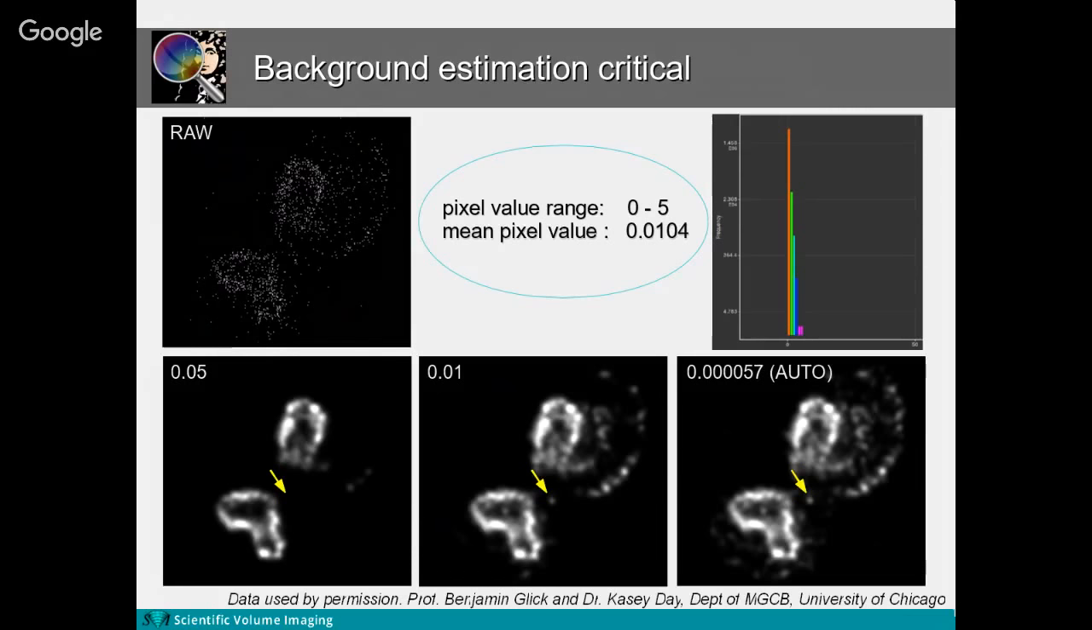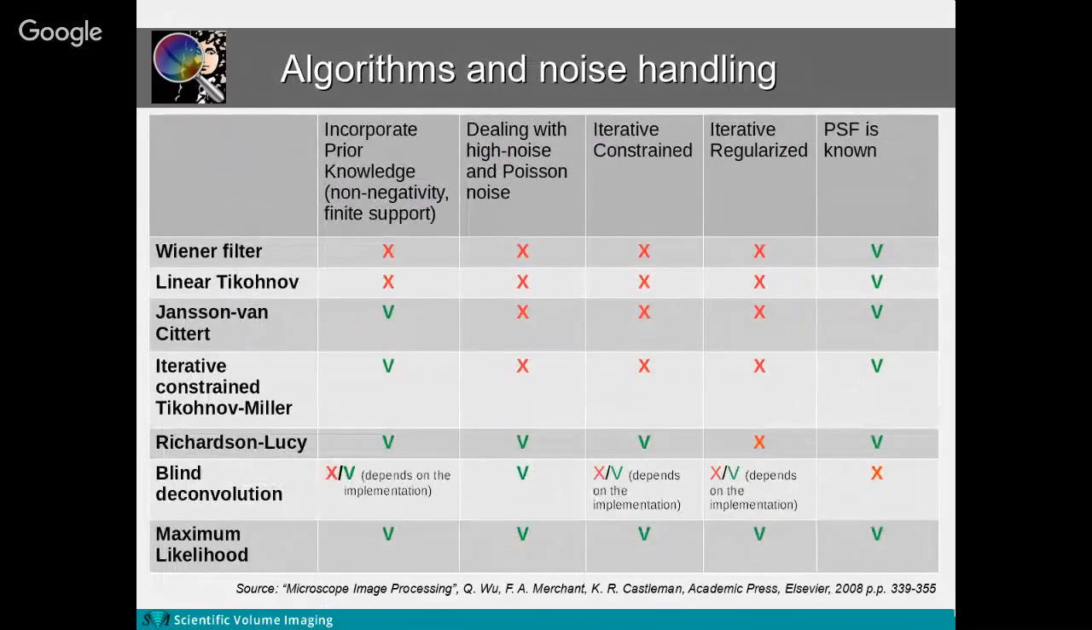So the automatic background estimation mode calculated the background value on this image of 0.000057, which is obviously extremely low. Most deconvolution algorithms are not suited for dealing with both high and low signal images. Although the Richardson-Lucy, displayed here, can deal with Poisson noise, its limitation is that it cannot be regularized. That can be done with the blind deconvolution algorithms or the algorithms based on a maximum likelihood estimation.